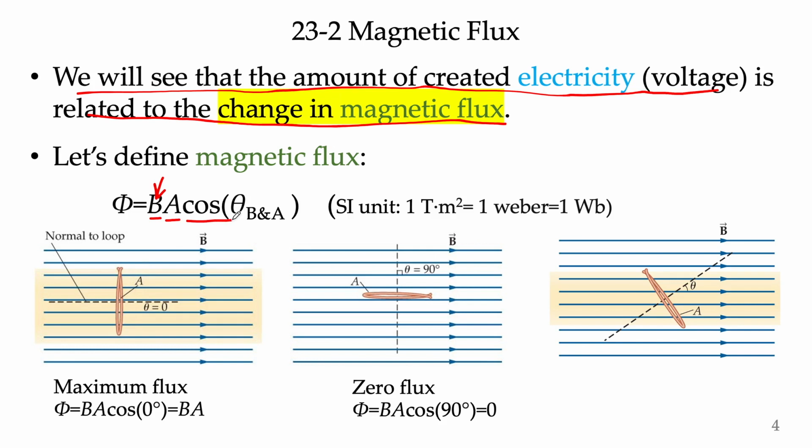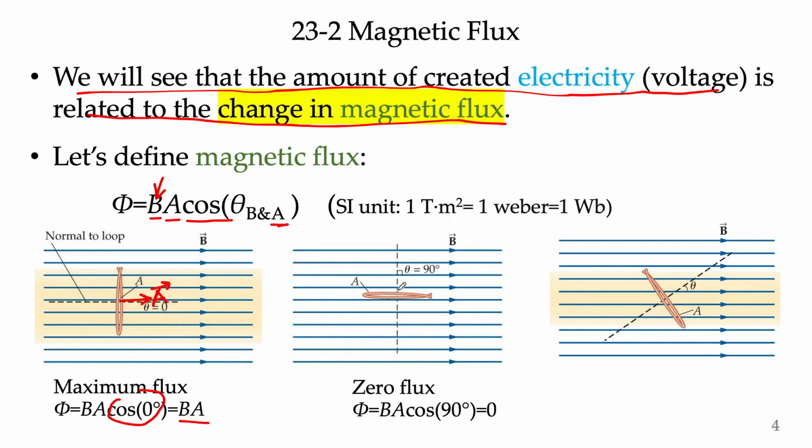And then the cosine of the angle between the magnetic field lines, here they are to the right, and the normal vector of the surface. If you have the surface, the normal vector or surface vector, which I can also show with A, is going to be to the right. If you look at this picture, the angle between the surface vector and the magnetic fields is 0. So you would get BA cosine 0, and cosine 0 is 1, so you would get BA. This is the maximum flux.